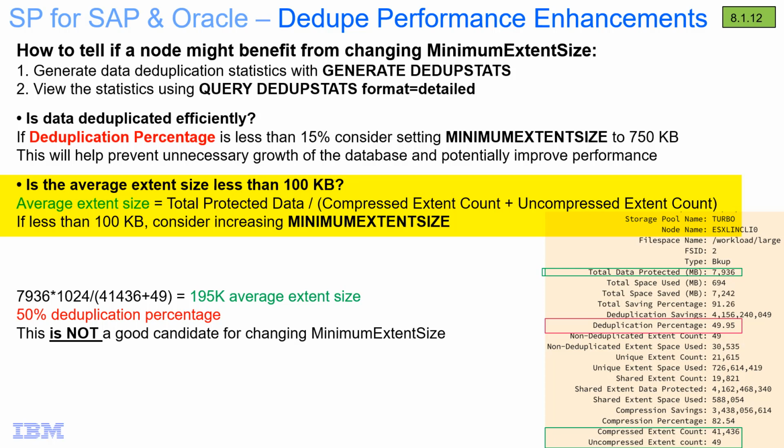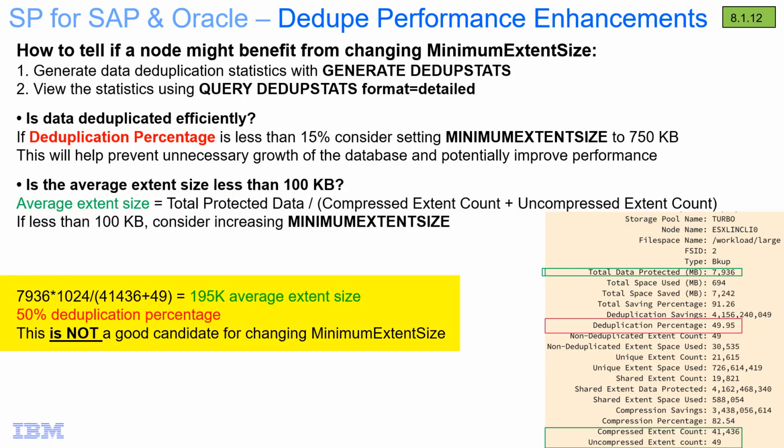The next thing you want to look at is, is the average extent size less than 100 KB? And the way you're going to do this is you're going to take your total data protected and divide that by the sum of compressed extent count and uncompressed extent count. And if that is less than 100 KB, then you want to consider increasing your minimum extent size. Now, in this example I showed right here, our average extent size is 195 kilobytes, which does not meet our requirement. And likewise, we're coming in with a 50% deduplication percentage, which also is much bigger than the low of 15%. So we would not change our minimum extent size for this case.